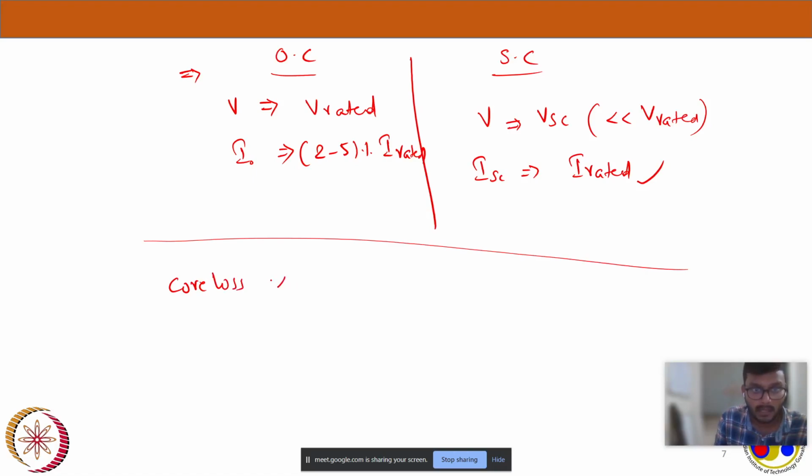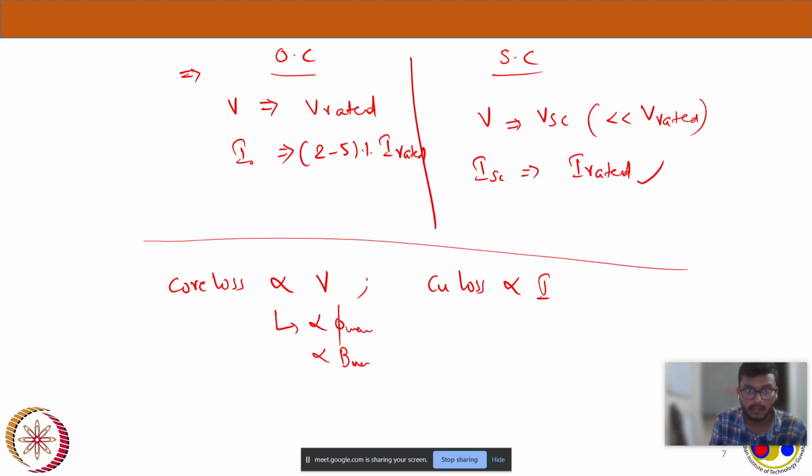Now see, core losses are proportional to voltage and copper losses are proportional to current. Why is it proportional to voltage? Because it's proportional to phi, which is proportional to V max. We already saw hysteresis and eddy current losses last week. They are proportional to the square of V max and to the flux raised to 1.6. Yeah, now this is the case. And copper loss is proportional to I square R. So the more my current, the more my copper losses.